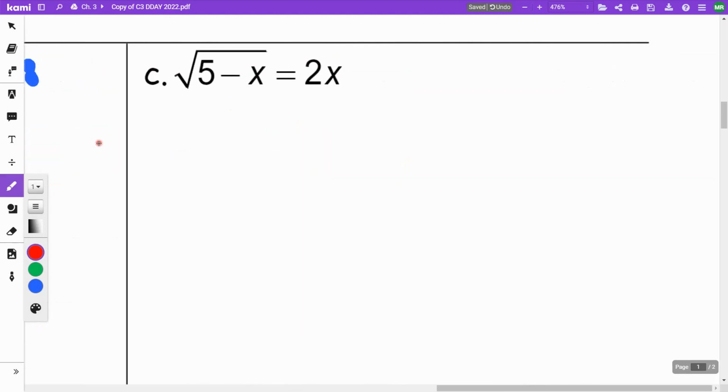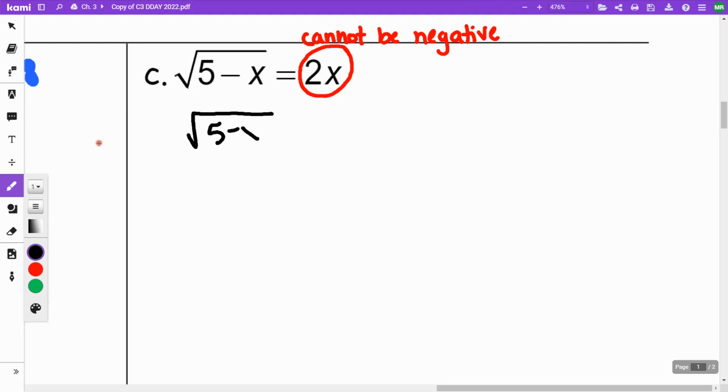C is a square root. So again, when you have a square root, this has to not be negative, because this is what we call a principal root. It needs to be positive or it could be 0. And again, underneath the square root, we also don't want to have a negative. Okay, so let me just rewrite this problem. So I have the square root of 5 minus x is equal to 2x.